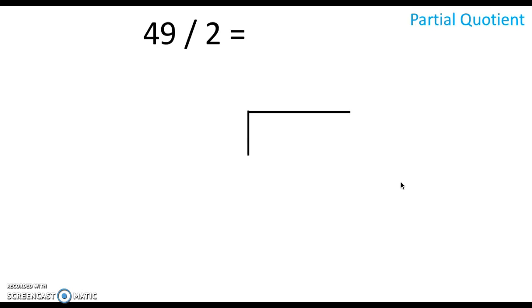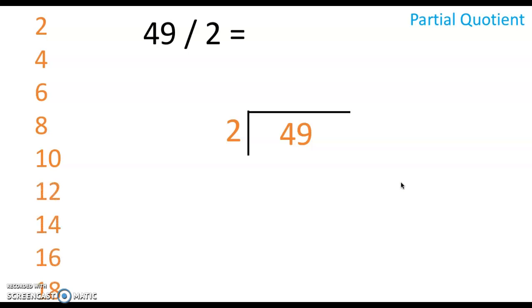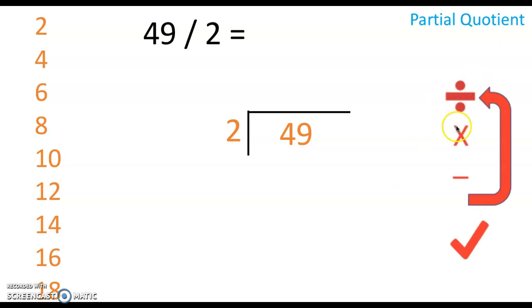So let's set it up. 2 on the outside, 49 on the inside. And if you need, write out your times tables for 2's. Then we'll write out our steps. Does McDonald's serve real cheese? Divide, multiply, subtract, repeat, and check.